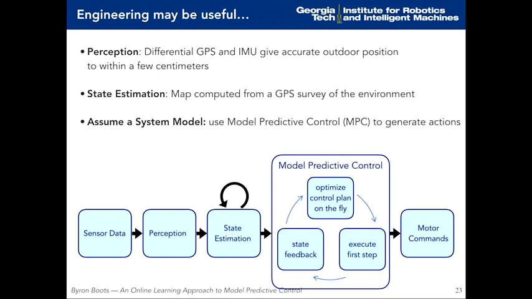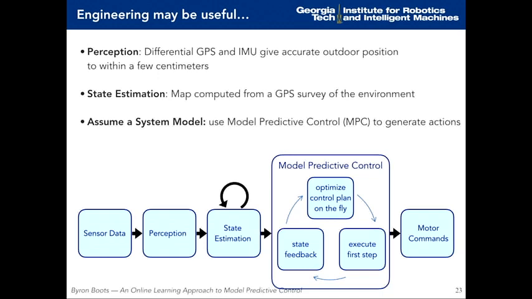So we can decompose this problem into individual unit-tested components. In our current setup, the pipeline looks something like this, where we have a perception module, which basically consists of differential GPS and IMU, which give us accurate outdoor position to within a few centimeters. We're doing state estimation on board the vehicle, so we have a map which is computed with a GPS survey of the environment, and then we're localizing the vehicle with respect to that map.